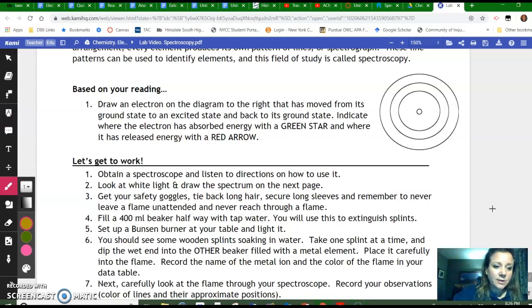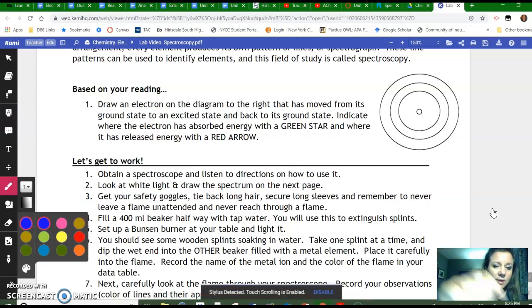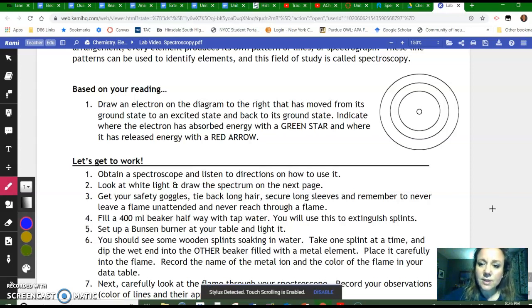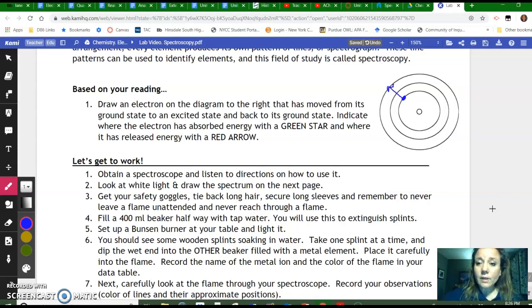I'm going to pick a color here for my electron. I guess I'll pick this bright blue. And so I'm going to say that my electron is starting off here at the very lowest energy level. And now it's moving up to an excited state. And now it's moving back down to its ground state. And so it's going to come right back down because remember, what goes up must come down.